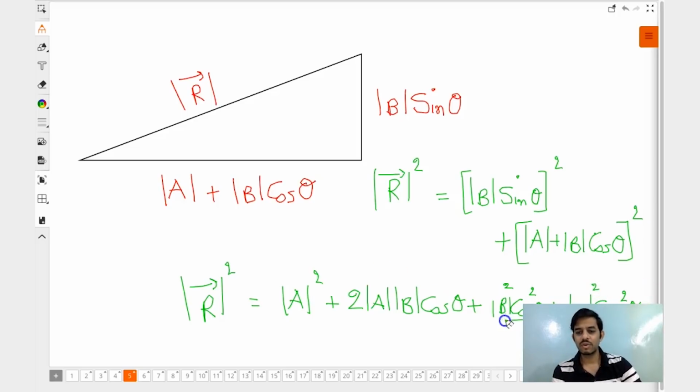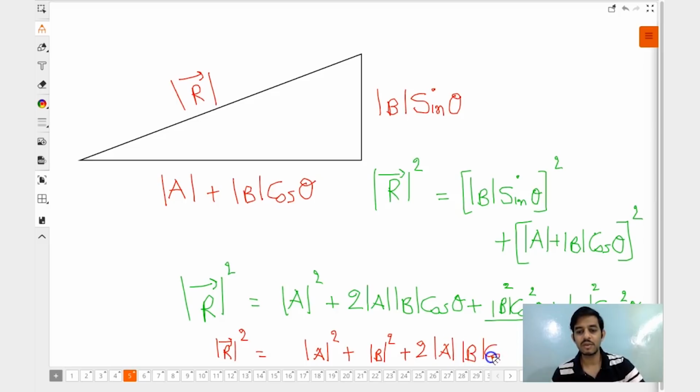Now cos square theta plus sin square theta, कुछ जाना पहचाना सा term, we all know about it. क्या हो जाएगा? Finally, अरे गड़बड़ हो गई, sorry. Finally, mod R square will be equals to mod of A square plus mod of B square plus 2 mod A mod B cos theta. Guys, clear हो रहा है सभी को?